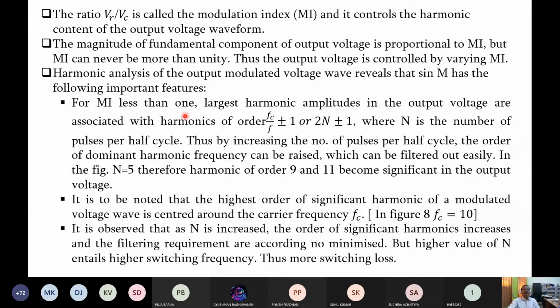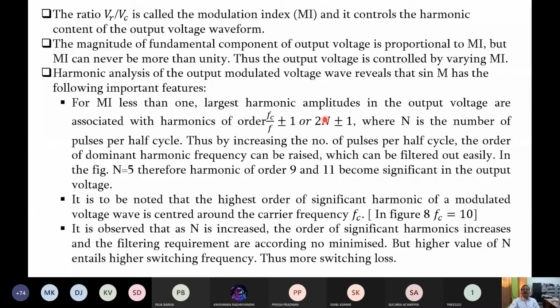For MI less than 1, the largest harmonic amplitudes in the output voltage are associated with harmonics of the order Fc by F plus minus 1, or 2n plus minus 1, where n is the number of pulses per half cycle. Thus, by increasing the number of pulses per half cycle, the order of the dominant harmonic frequency can be raised, which can be filtered out easily.